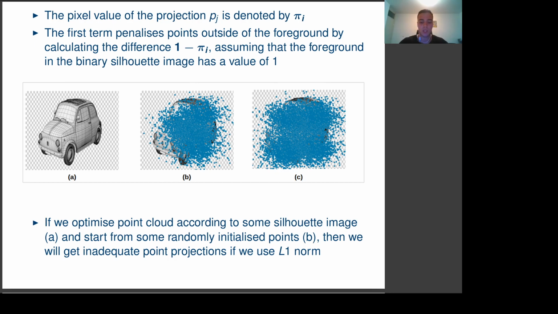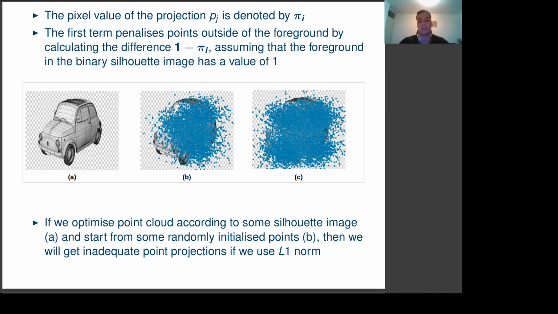So, when we use this, it is impossible to force all projections into the foreground by minimizing this L1 norm. If we optimize a point cloud according to some silhouette image, as we can see in A, and start from some randomly initialized points B, then we will get inadequate point projections if we use this norm. There are two reasons why this problem occurs. One reason is the fact that the L1 norm is non-differentiable, even if we look at the difference only.